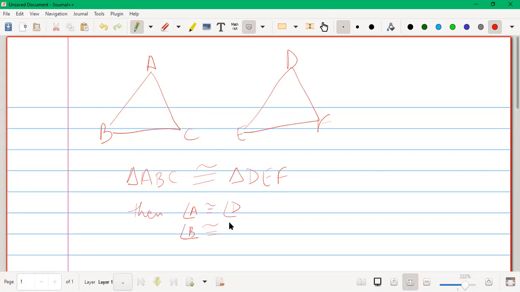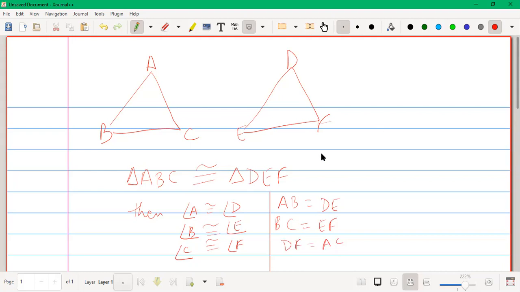Angle B should be congruent to angle E, and angle C should be congruent to angle F. At the same time, what else should be equal? Side AB should be equal to side DE. Side BC should be equal to side EF. And side DF should be equal to side AC. If all these are equal, then these two triangles are congruent.